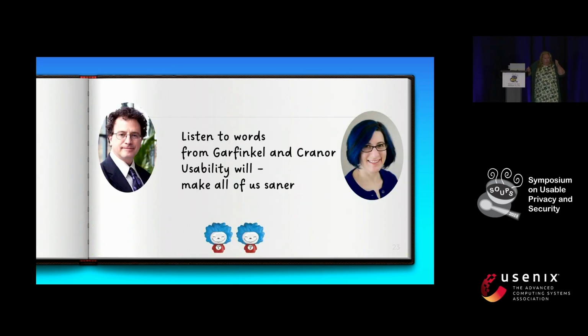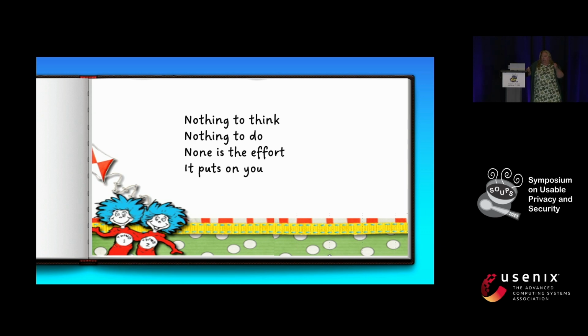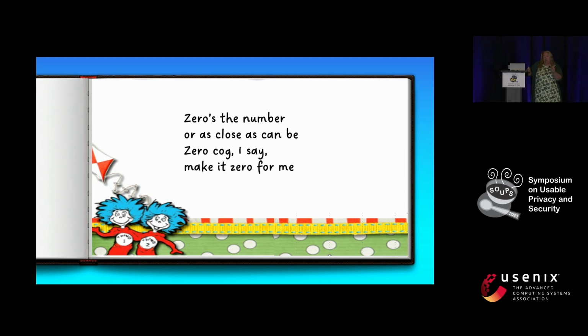Listen to words from Garfinkel and Cranor. Usability will make all of us saner. Use habits, biometrics, muscle memory, passive scanning, pattern matching, location tracking, NFT. 0, nothing to think, nothing to do. None is the effort that it puts on you. 0 is the number, or as close as can be.